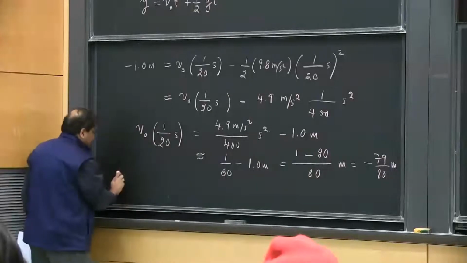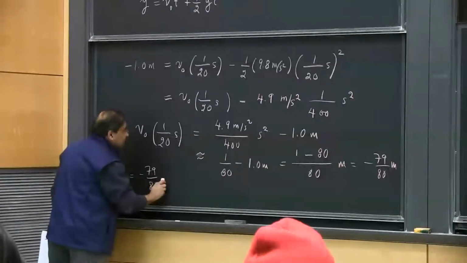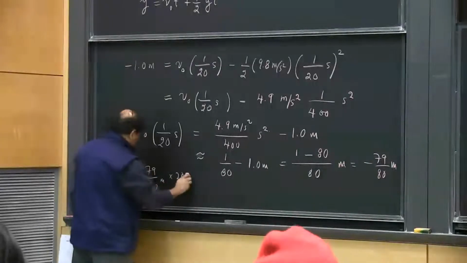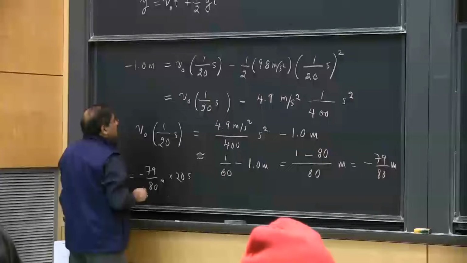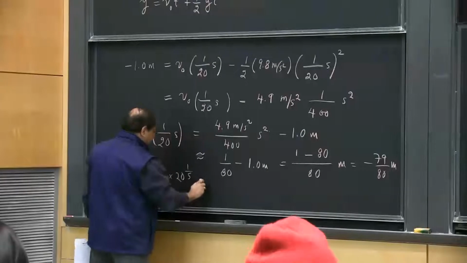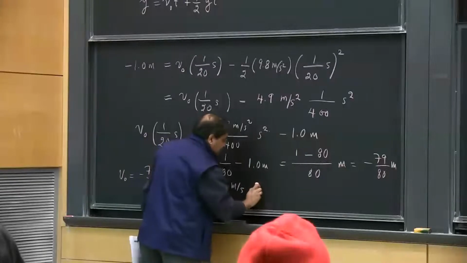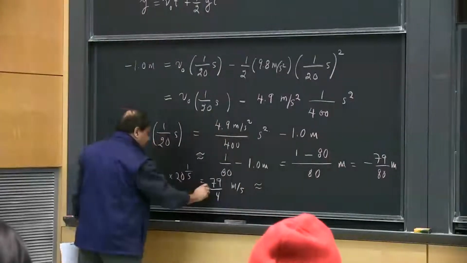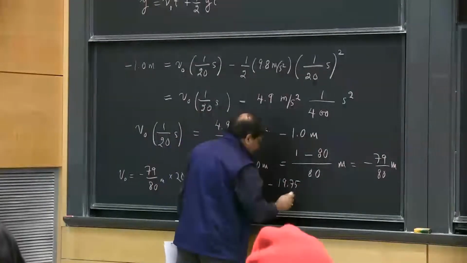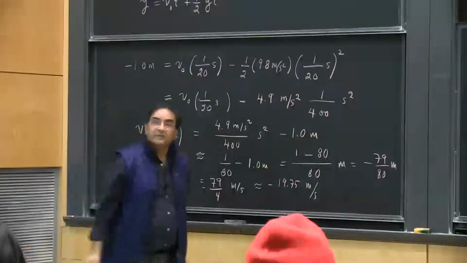So v0 is going to be minus 79 over 80 meters. And I can multiply by 20 on both sides, times 20 seconds, 1 over second. And so this becomes 79 over 4 roughly meters per second. Actually there's a minus sign here. So that's minus 19.75, if I am keeping all the significant figures, which I shouldn't. So that is v0 for you. Okay? Yes.